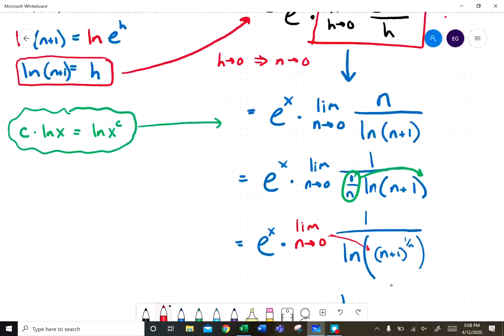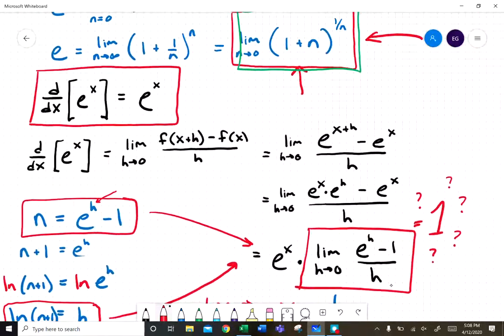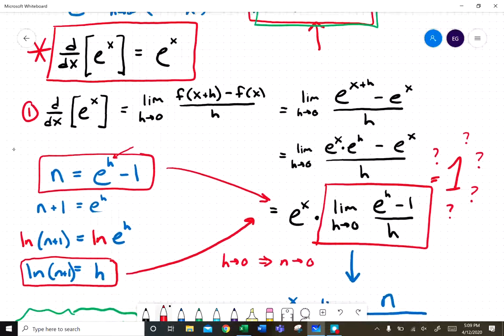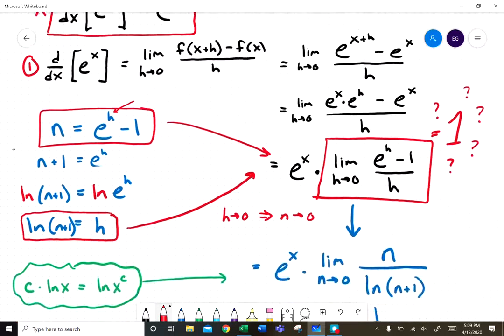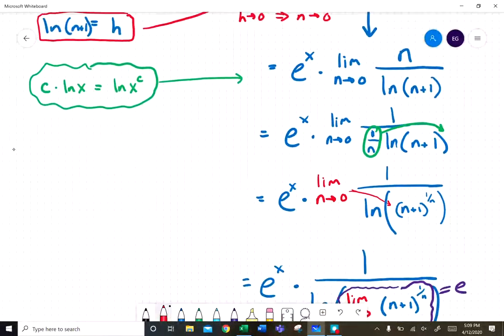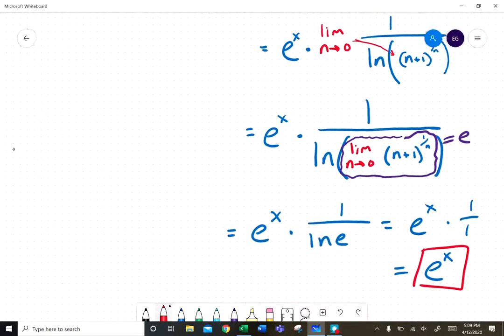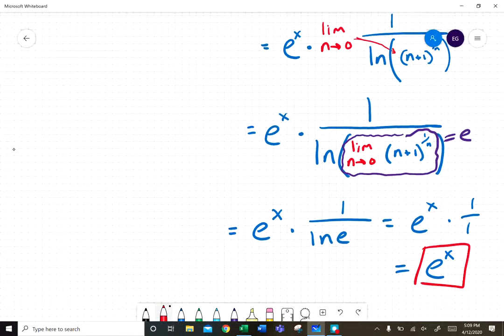If we scroll back up to the beginning of the problem, we started here. We wanted to prove this derivative rule, so step 1 was to apply the limit definition of the derivative, and then we applied a little trickery here with our substitution we had in blue, and then applied one of the definitions of the number e, and used the fact that the natural log of e is equal to 1. Okay, so that is it. That is why the derivative of e to the x is e to the x.